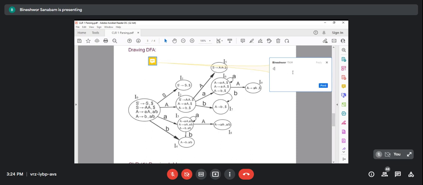So considering the states, CLR1 is going to have... with respect to the number of states, your CLR1 can have states greater than or equal to LR0 or SLR1 parsing. Okay, so this is the first point.